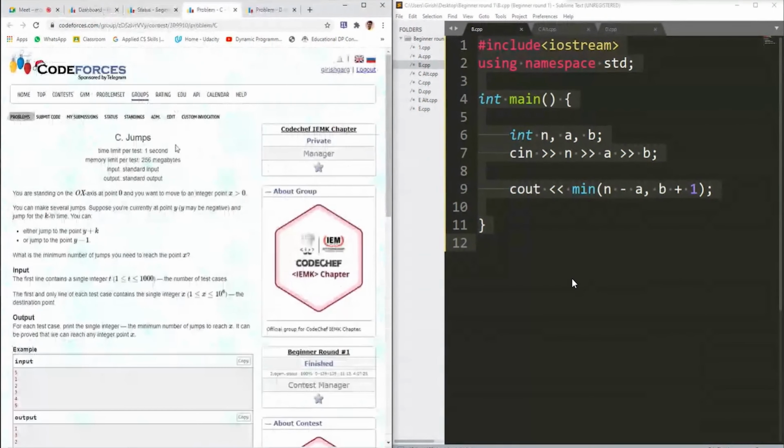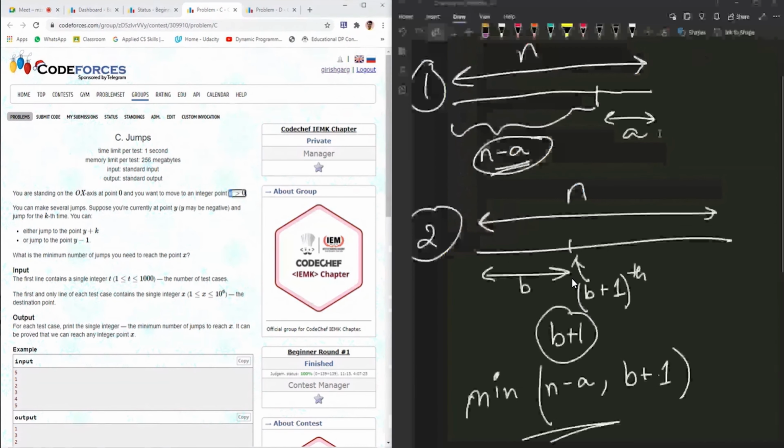That is problem C. I'll just explain what the problem is. It states that we are currently at point 0 and we need to reach a given point x. So there is a number line, and on the number line, we are currently at the point 0 and we want to go to the point x. And how are we going to that point? We are going to that point by making several jumps. It may be one jump or two jumps or three jumps, depending upon our solution.